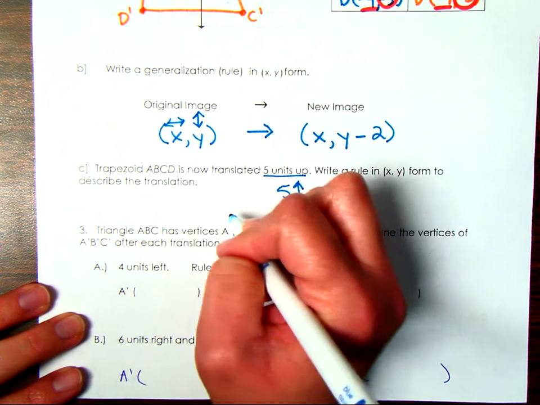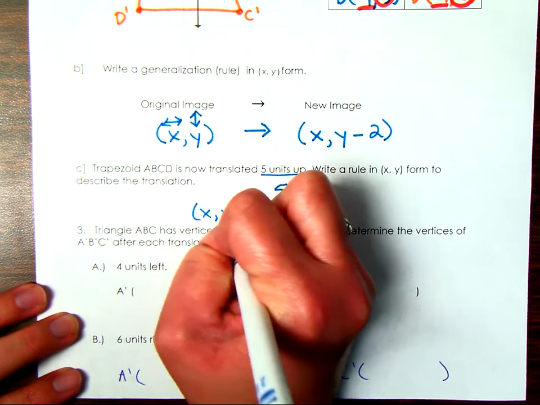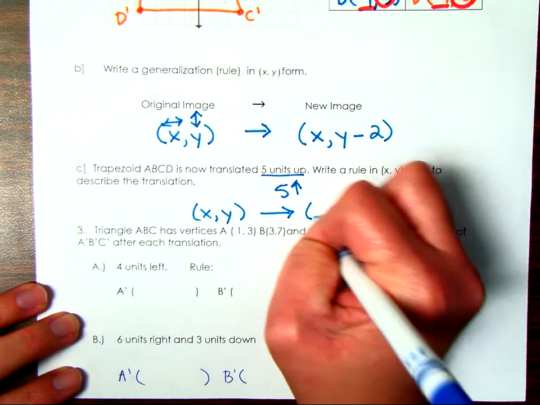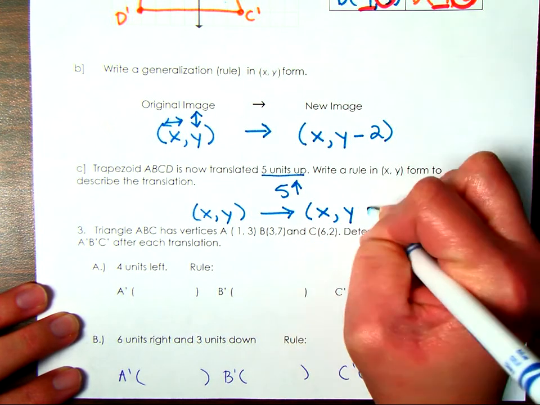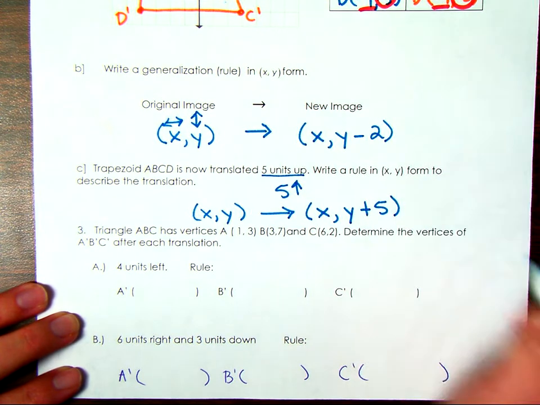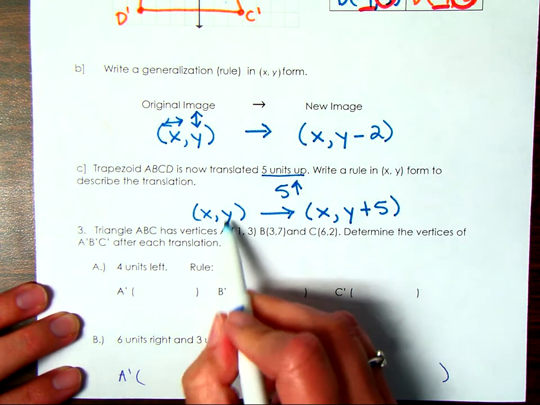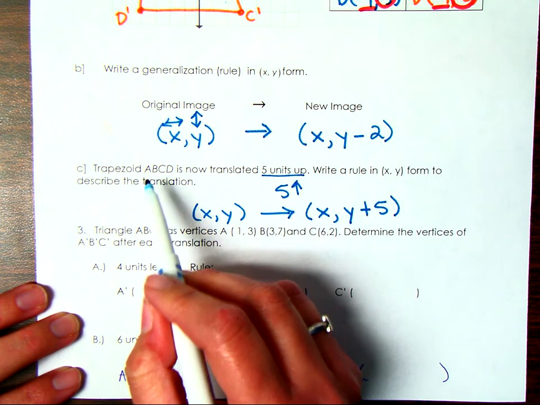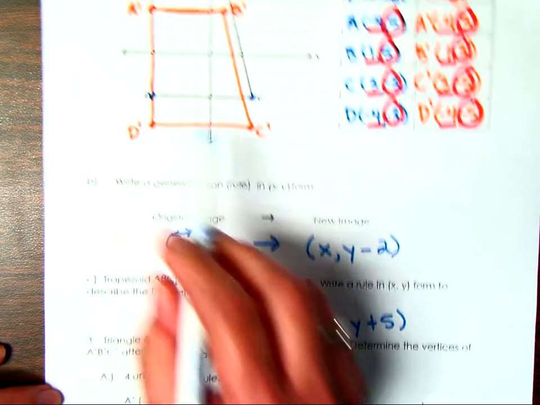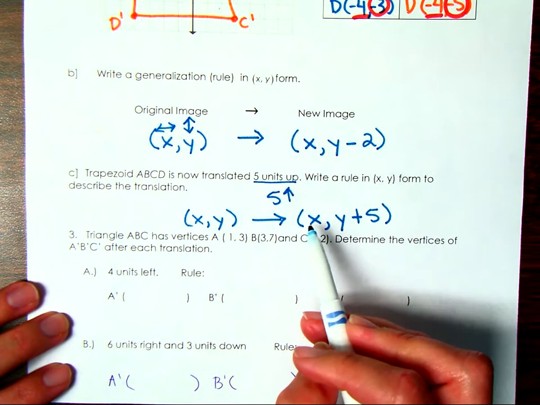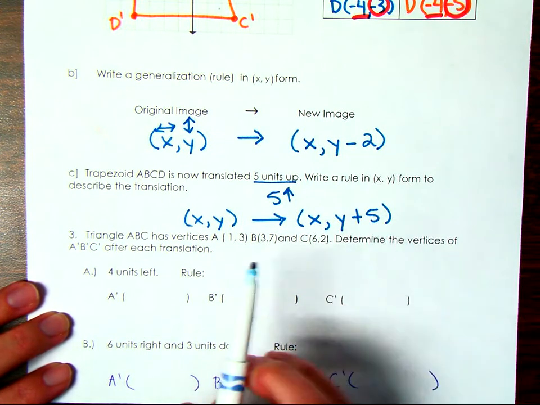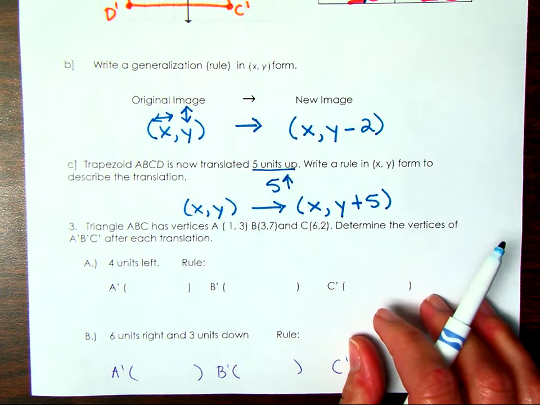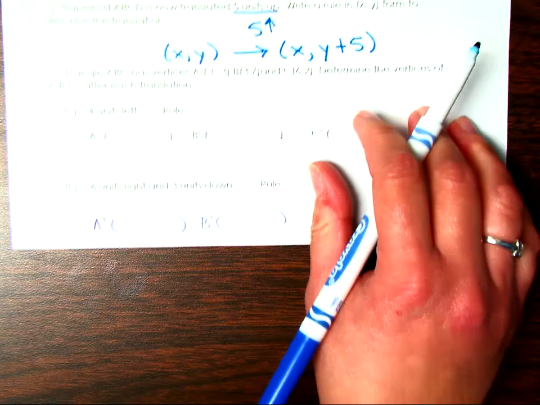So my rule would be X, Y. So original to your new. X's stay the same. And if I'm going up, that means Y plus 5. So any ordered pair that you have, doesn't matter, we don't know these ordered pairs just yet, but once we know the ordered pairs, if this was a different trapezoid for A, B, C, D, we would keep all the original X's and all their Y values adding 5.